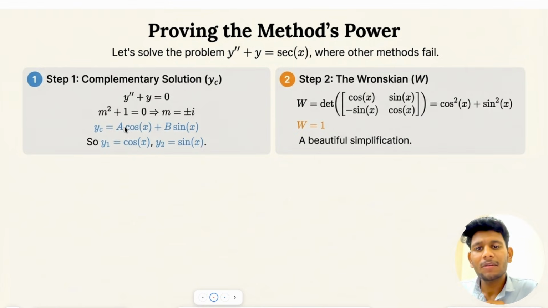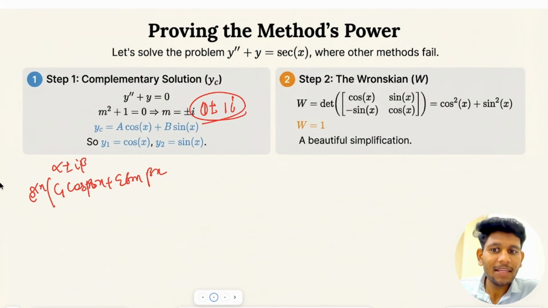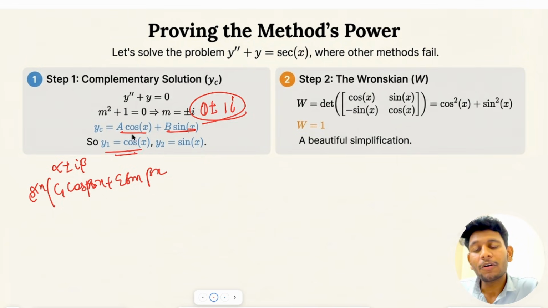Whenever this happens, we write α ± iβ, so the solution is e^(αx)(c1 cos βx + c2 sin βx). Now here it is 0 ± 1i. Alpha is 0, the value of beta is 1. This will be the solution. Now your y1 is the coefficient of a, y2 is the coefficient of b, so it is cos x and sin x.